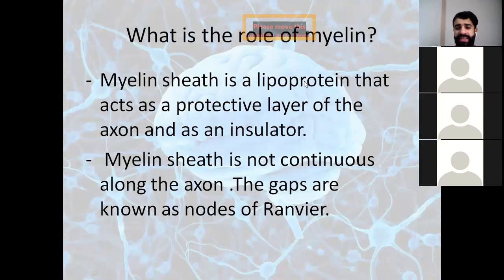So the myelin sheath, as I said, is not continuous along the axon. The gaps that exist between the myelinated parts of the axon are called nodes of Ranvier. So you have to know this. The myelin sheath acts as an insulator. It protects the axon, but it's not continuous. So we have gaps along the axon. These gaps are referred to as nodes of Ranvier.